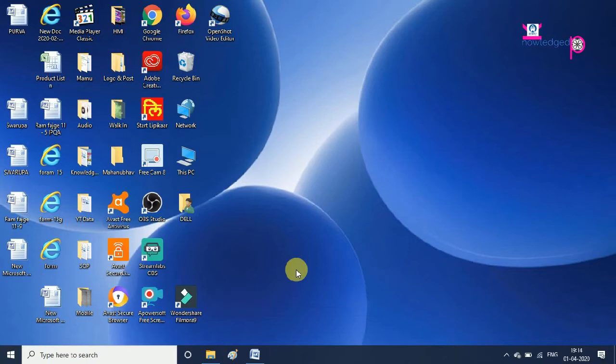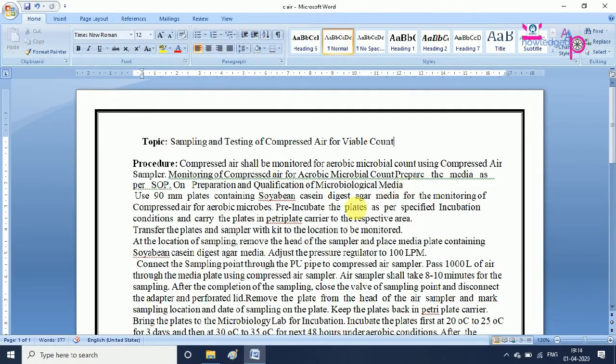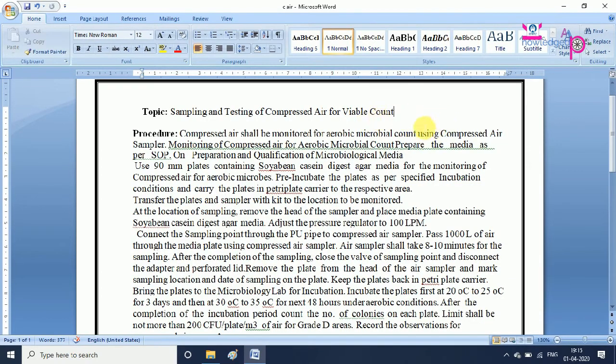So friends, welcome once again, and we will start our today's topic. Our topic name is sampling and testing of compressed air for viable count. Viable means containing living microorganisms, and non-viable, as the name indicates, means it does not contain living microorganisms. So let's start the procedure.